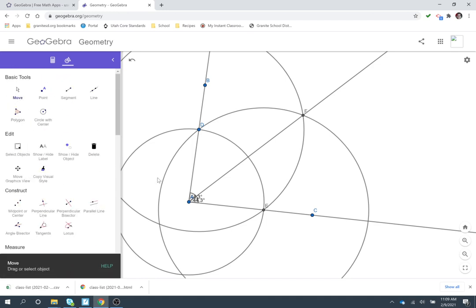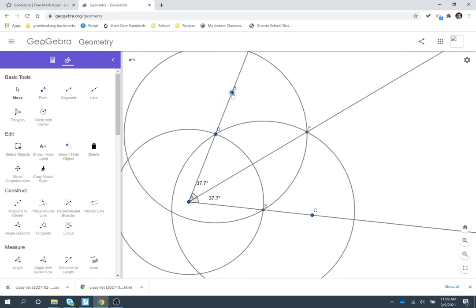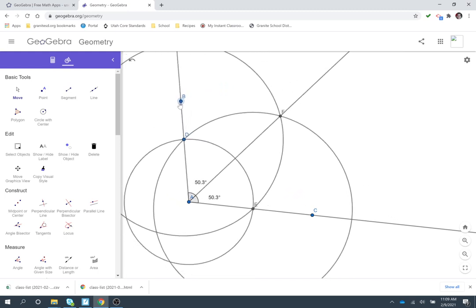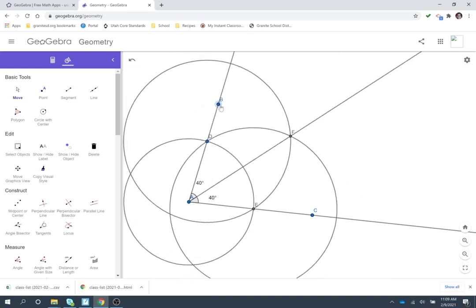Go grab your move tool. I'm going to grab my first one and move it out here into the angle. Grab my second one, and notice they are the same. Again, if we want to check it even more, grab point B and move it. And notice as we make it either smaller or larger, the two angles remain the same.